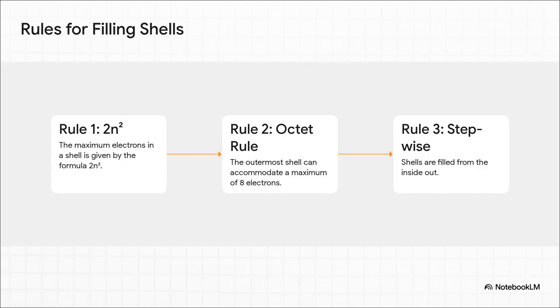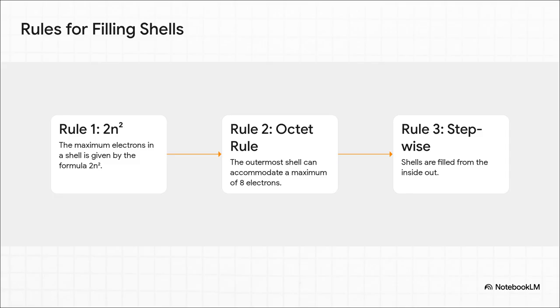Okay, now pay very close attention. This is super, super important for your exams. The rules for filling these shells. There are just 3 simple rules. First, the maximum number of electrons a shell can hold is given by a simple formula, 2n squared.